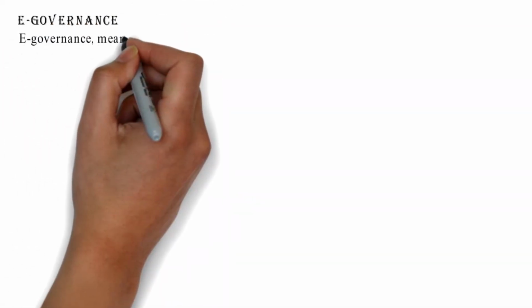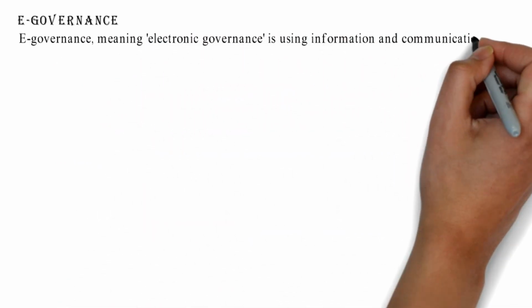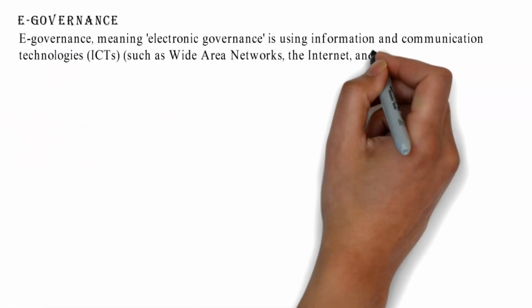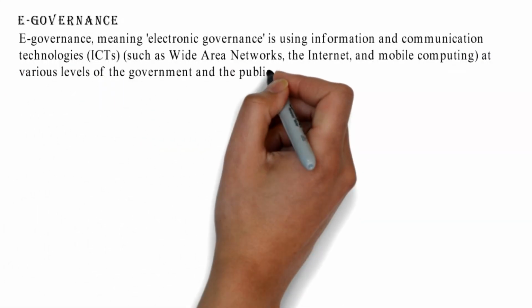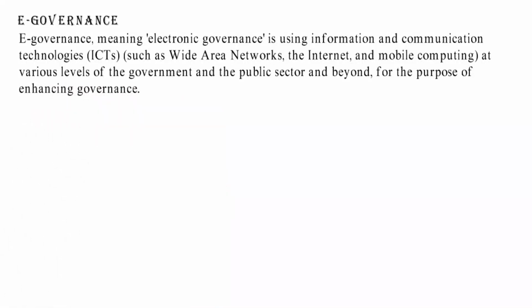E-governance. E-governance, meaning electronic governance, is using information and communication technologies, ICTs, such as wide area networks, the Internet, and mobile computing, at various levels of the government and the public sector and beyond, for the purpose of enhancing governance.